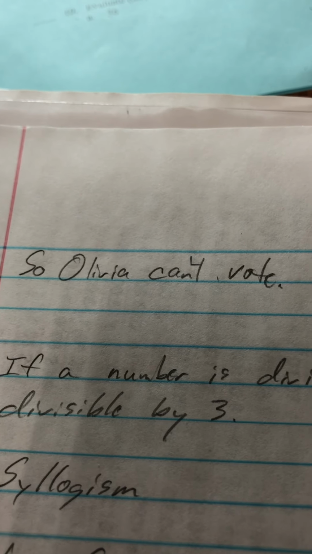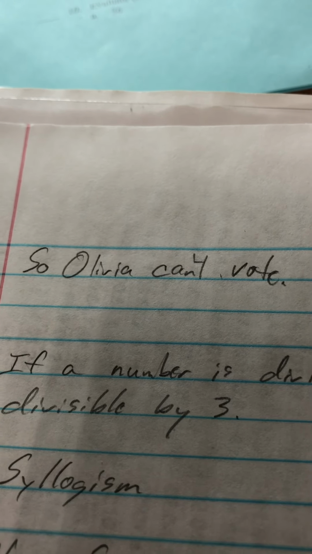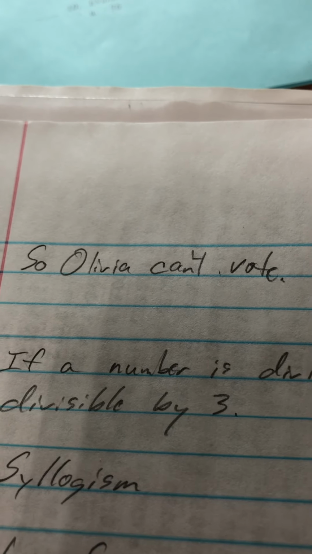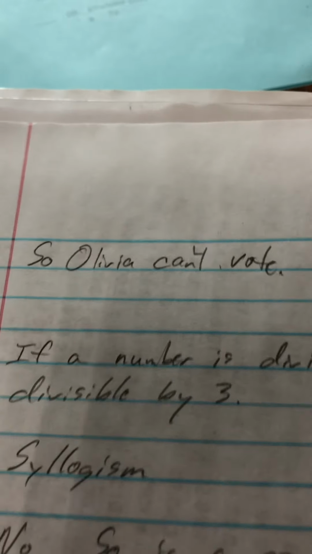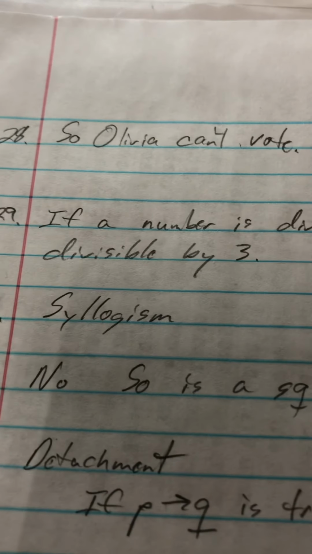So use the law of detachment to make a conclusion. So the conclusion would be, if you are 18 years old, you can vote. Olivia is not 18 years old, so Olivia can't vote is the conclusion.